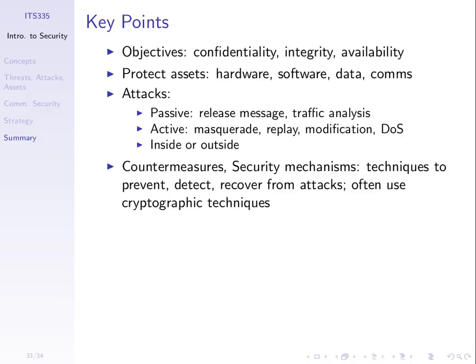So, we have the objectives mainly of achieving confidentiality, integrity, and availability. We want to protect assets. And there are different types of attacks. So we've classified them as passive versus active, especially regarding network security, and we saw six within them. And also insider attacks versus outsider attacks.